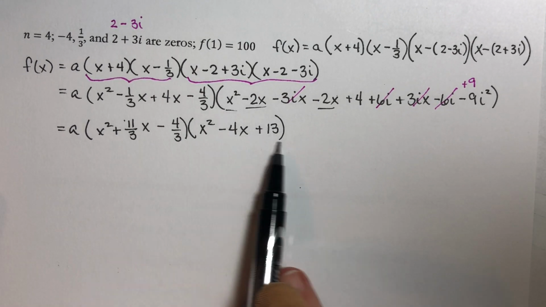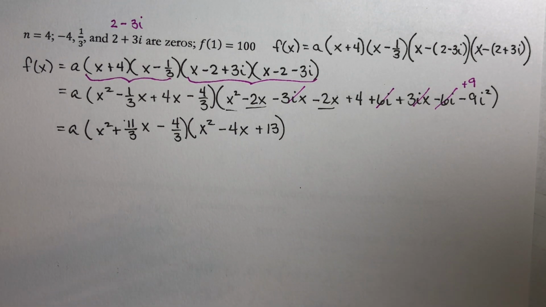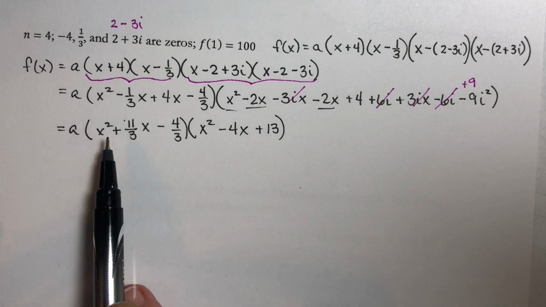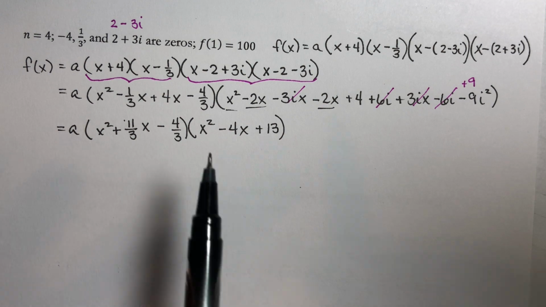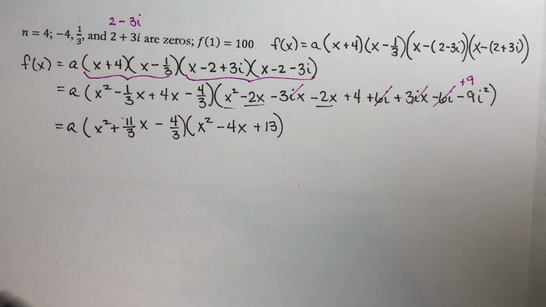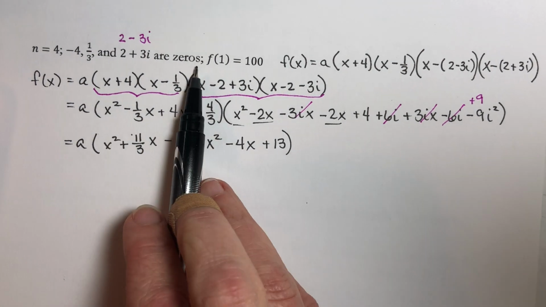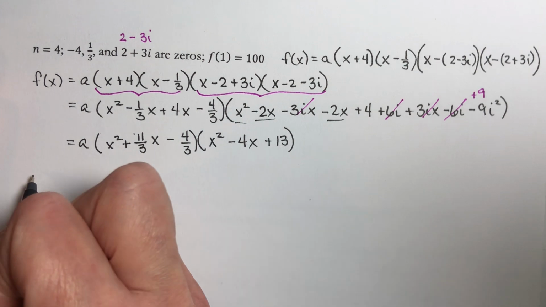And I can go ahead and distribute all of this if I want to, but it might be easier if I go ahead and try to find out what a is. Because if a happens to be a number that will kill these fractions, my life is going to be much easier. So at this point, I can multiply out, or I can try to find out what a is. And I know that if I plug in 1, it should equal 100. So let's use this and plug in 1.